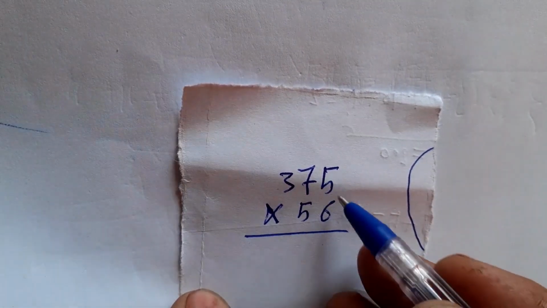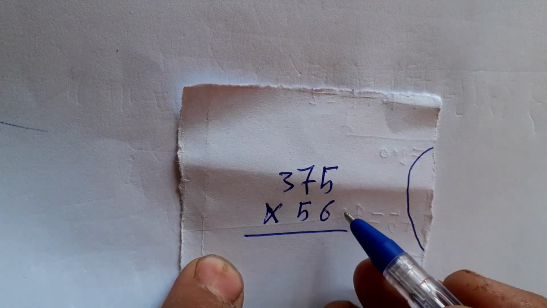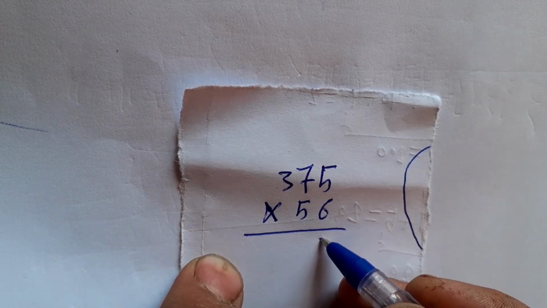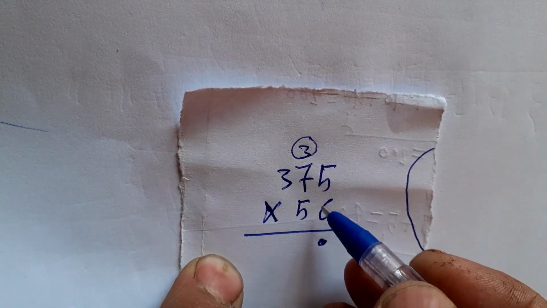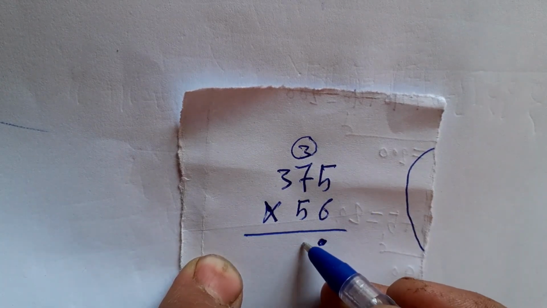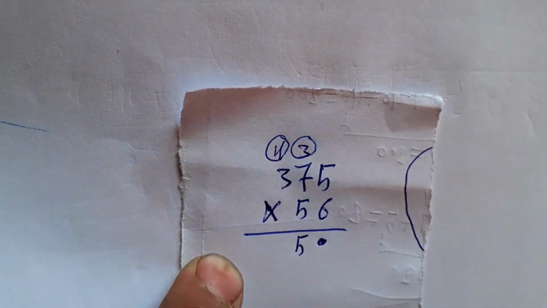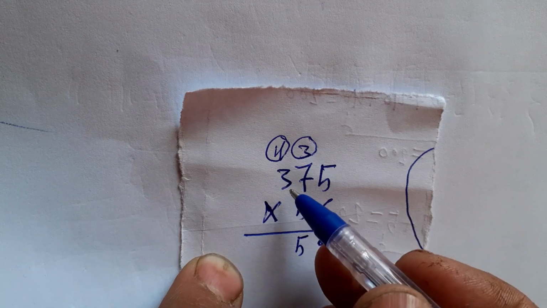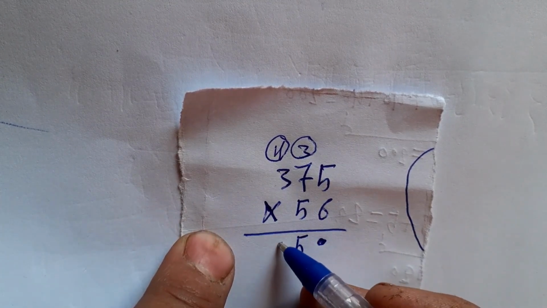First we multiply 6 by each number, and second multiply 5 by each number. 6 times 5, 30. Write 0, carry over 3, write the next column. 6 times 7, 42 plus 3, 45. Write 5 and 4 carry over, write the next column. 6 times 3, 18. 18 plus 4, 22.